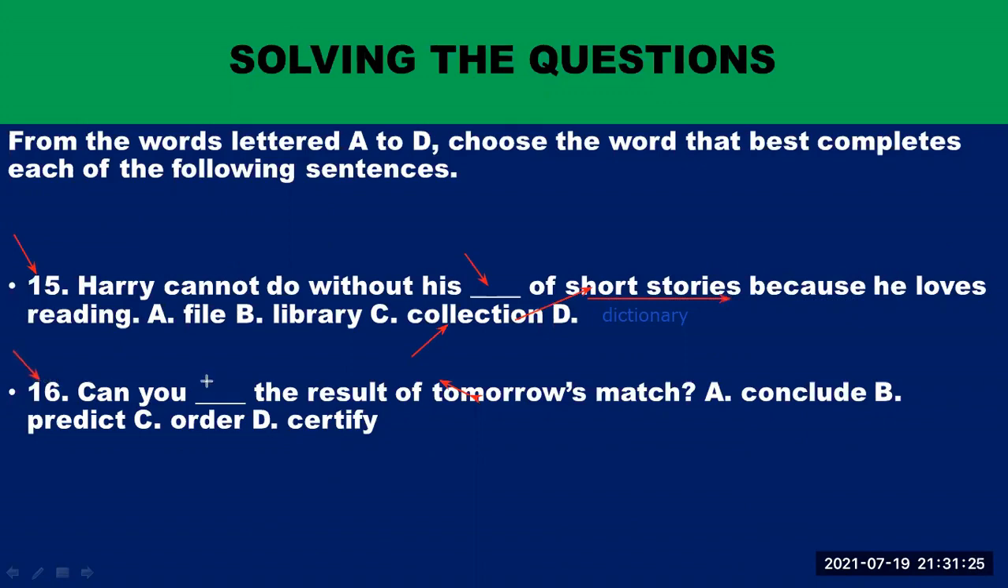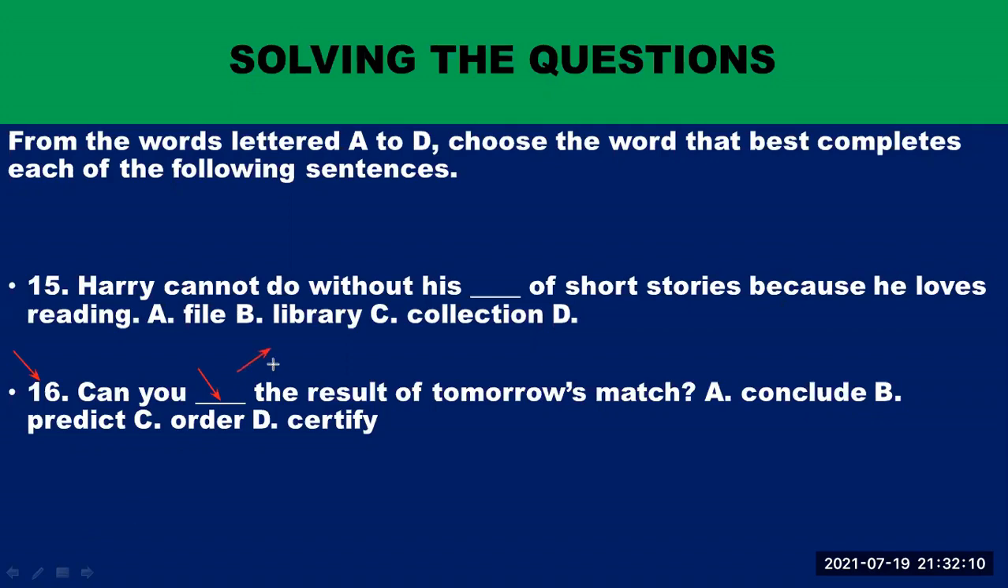All right, so question 16. Can you dash the result of tomorrow's match? Option A, conclude. B, predict. C, order. D, certify. Now, this is where semantics comes in because we have to look at the meaning that the speaker or the writer intends to convey in a particular sentence. Can you dash the result of tomorrow's match? Of course, the obvious thing is, can you tell? That's a common word that can fit in there. Can you tell or can you say the result of tomorrow's match?